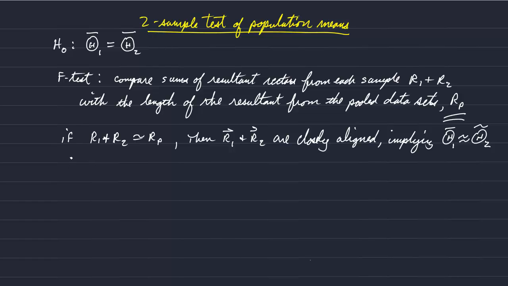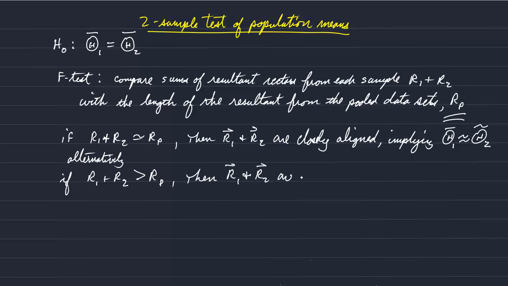Alternatively, if R1 plus R2 is a lot greater than Rp, then that's a good indication that the two resultants are oriented differently, suggesting that theta 1 is not equal to capital theta 2.